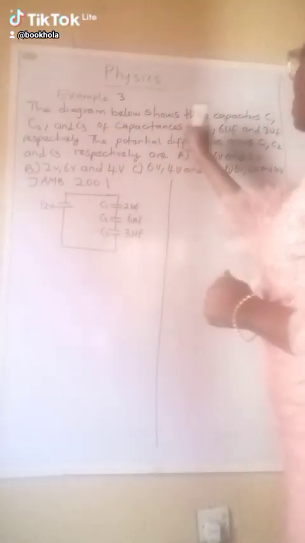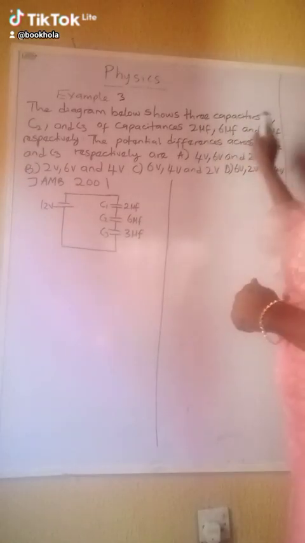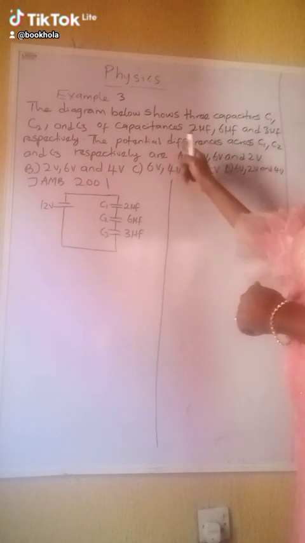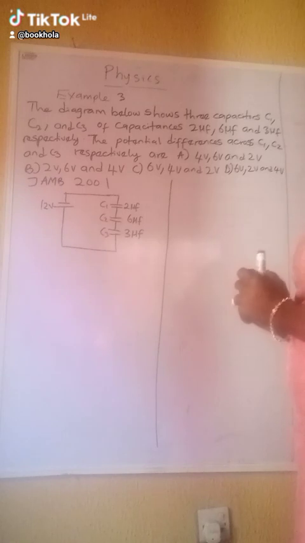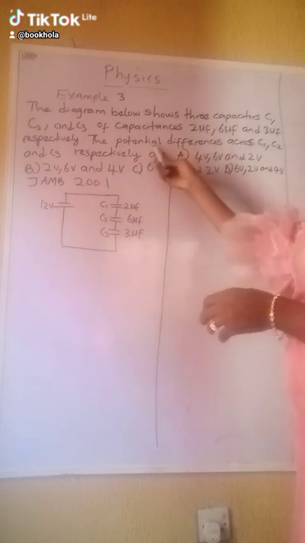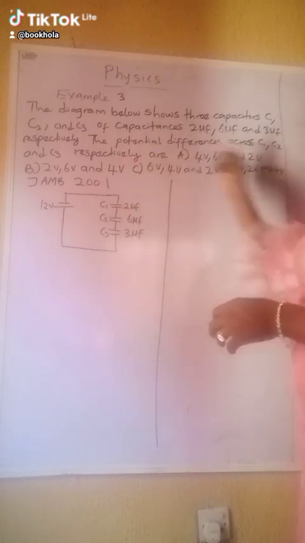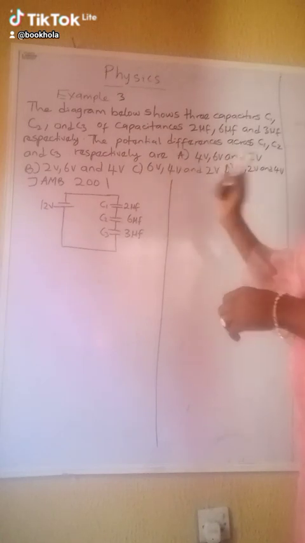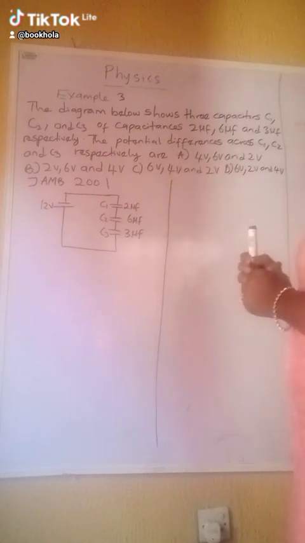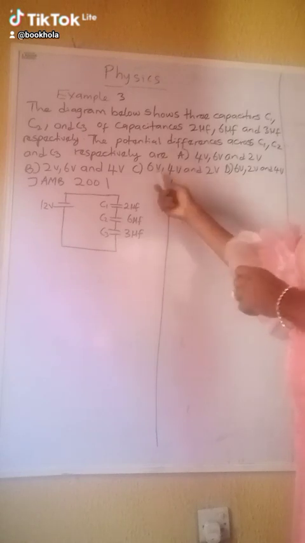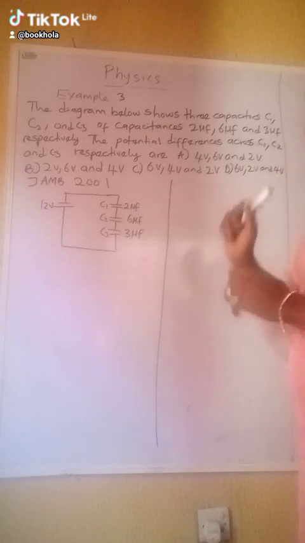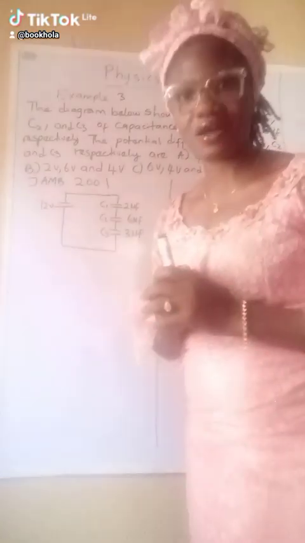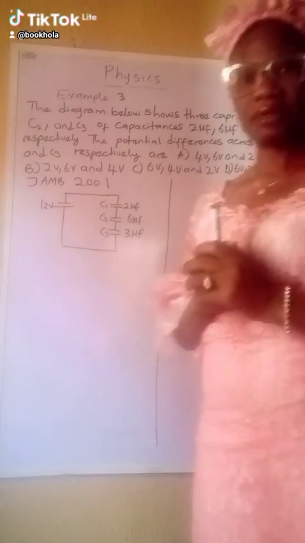The diagram below shows three capacitors, C1, C2, and C3 of capacitances 2 microfarad, 6 microfarad, and 3 microfarad respectively. The potential differences across C1, C2, and C3 respectively are: A. 4 volts, 6 volts and 2 volts; B. 2 volts, 6 volts and 4 volts; C. 6 volts, 4 volts and 2 volts; D. 6 volts, 2 volts and 4 volts. JAM 2001. So let's solve this problem.